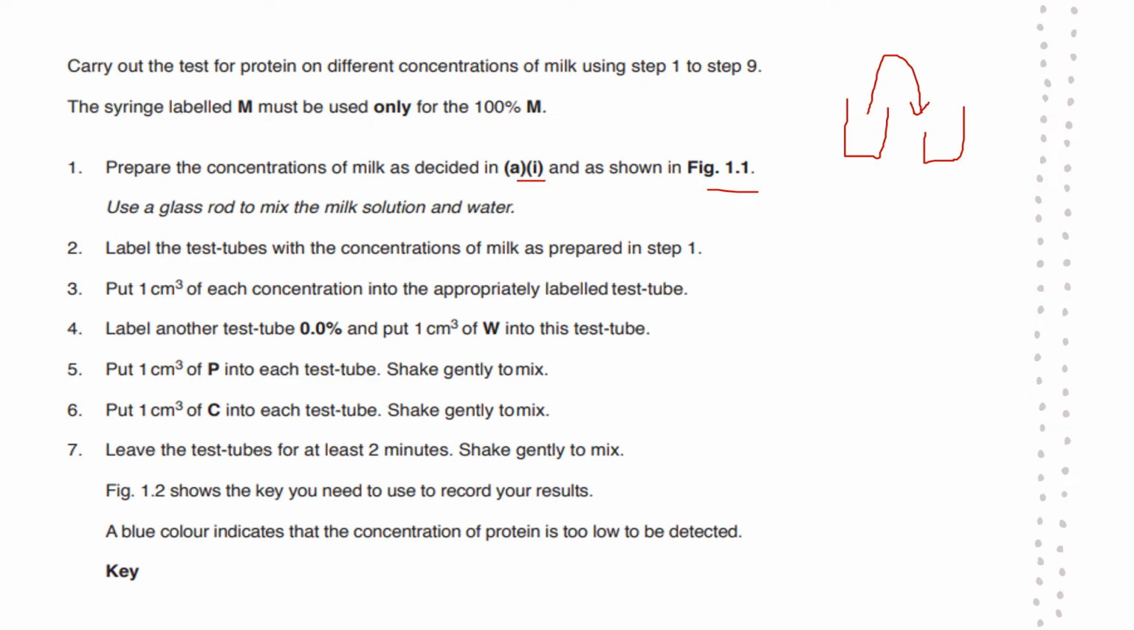Then they say put 1 cubic centimeter of each concentration into the appropriately labeled test tube. Label another test tube 0 and put 1 cubic centimeter of water, and then you add these into each of the test tubes. So whenever you get into paper 3 and you get instructions that are this long, I always tell students read all of these instructions first before you do anything.